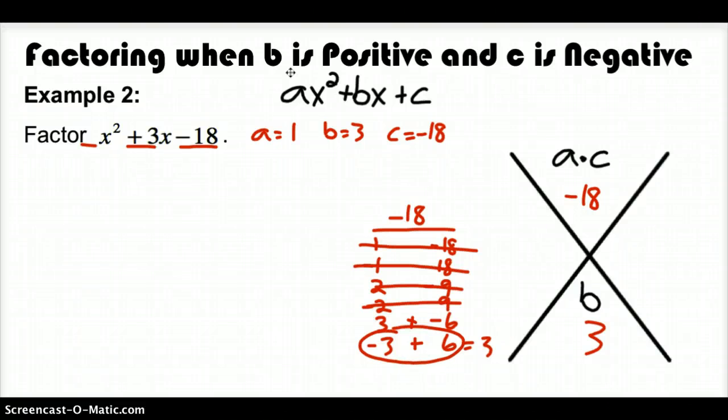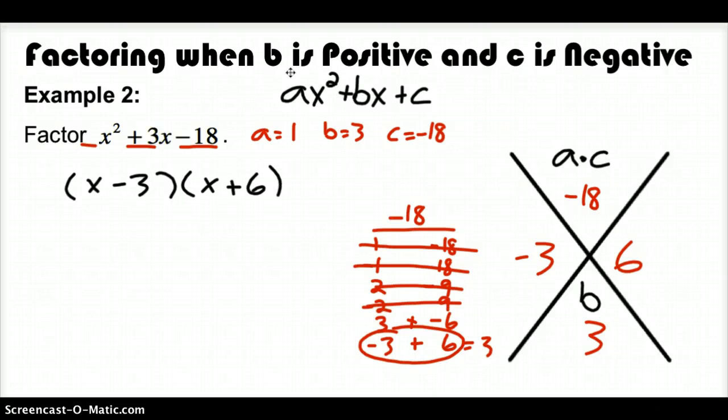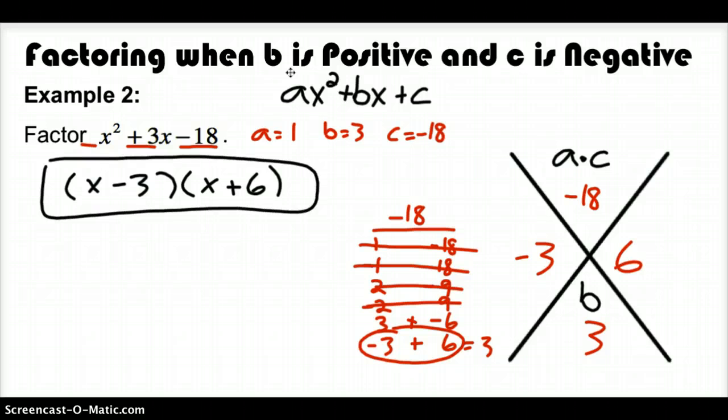So I can go over to write my factors here. Maybe I should write these in my chart too, negative 3 and positive 6. And I'll go over to my factors here and write x minus 3 and x plus 6. And here's my answer. Those are my factors. Now I'll check my work by using FOIL.